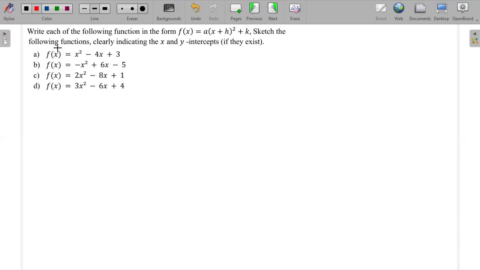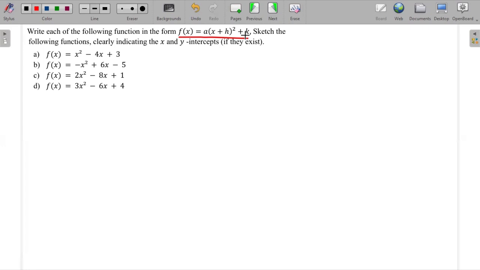They're saying write each of the following functions in this form. So it is not different from whatever we've been doing. We're just trying to complete the square, but this time the equation is not equal to 0. Where there was 0, now there's f of x.